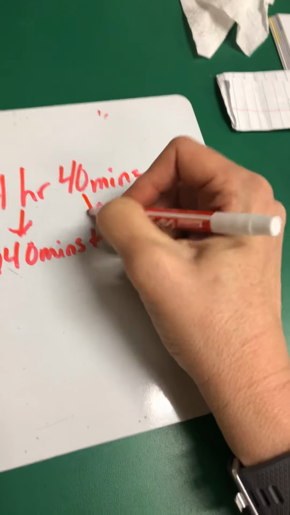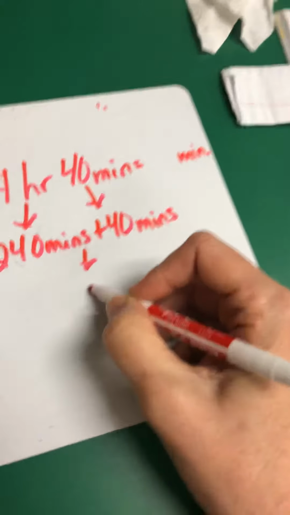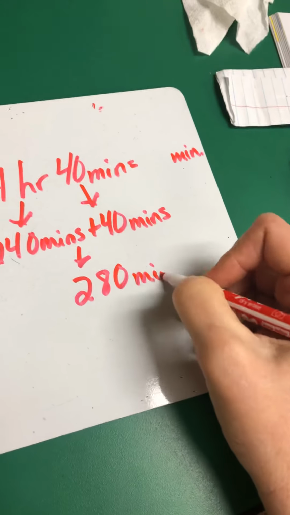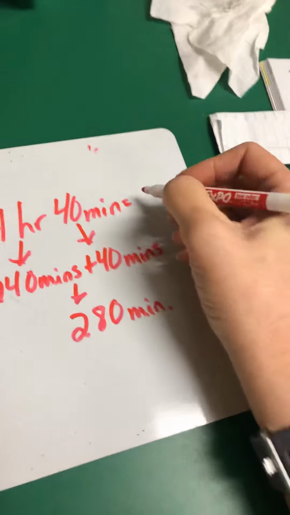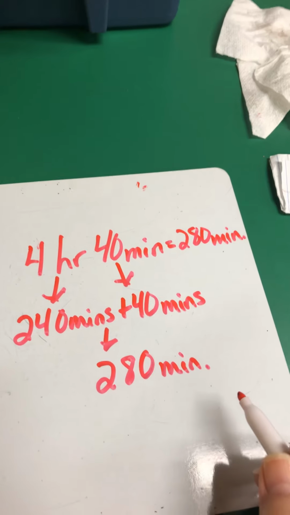plus my 40 minutes, and that's going to equal 280 total minutes. So 4 hours and 40 minutes equals 280 total minutes.